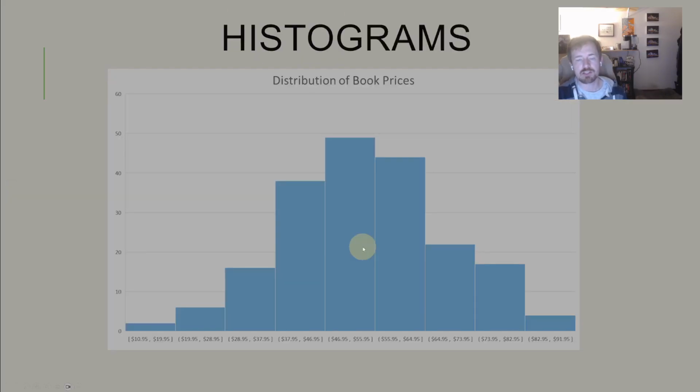All right, so here is another kind of graph called a histogram. A histogram is going to be very similar to this frequency polygon. The only difference is that it looks like a bar graph, or some people call it a bar graph.